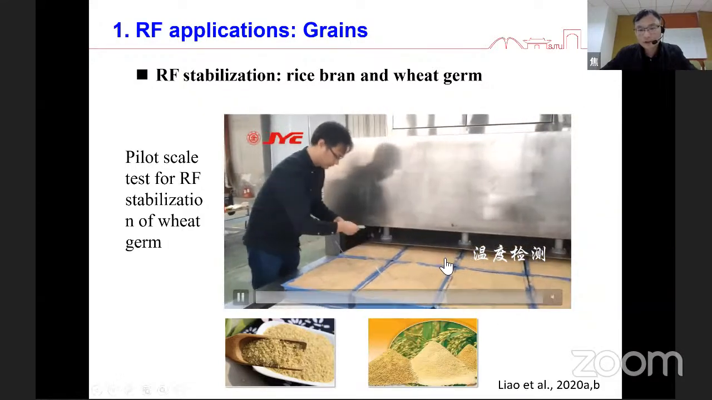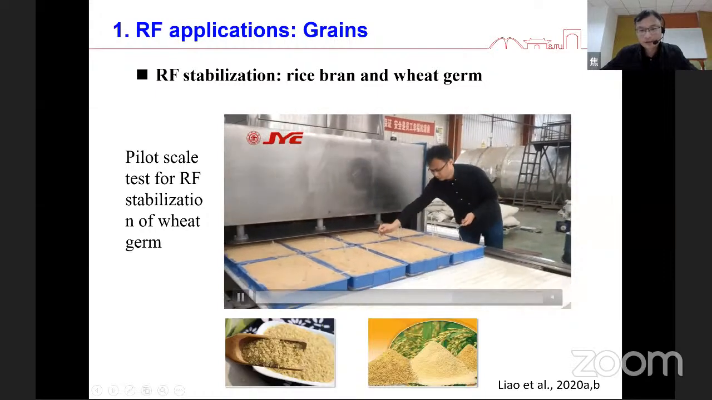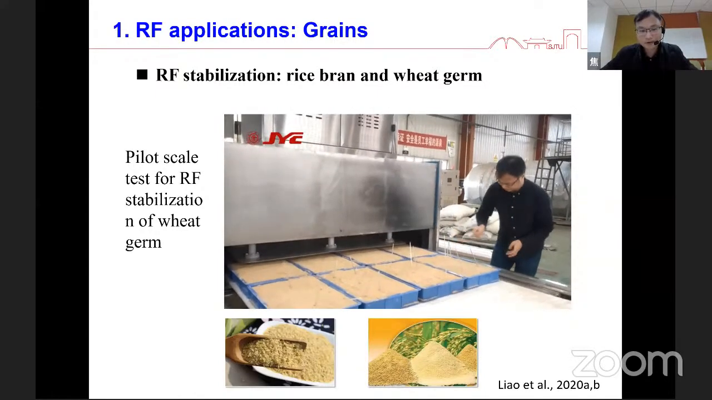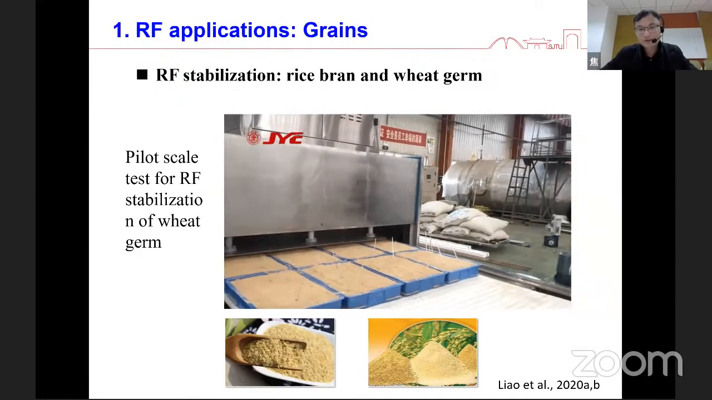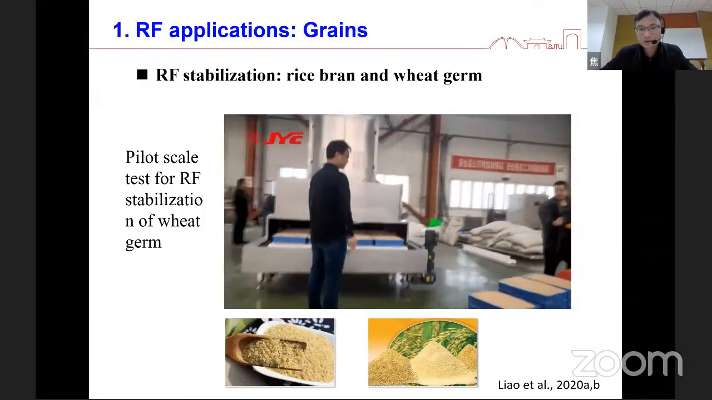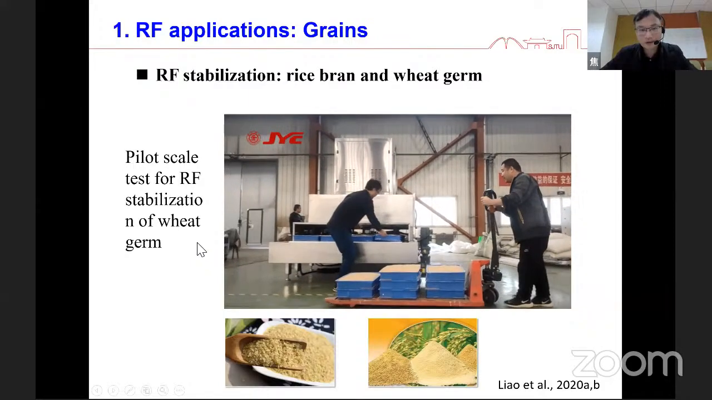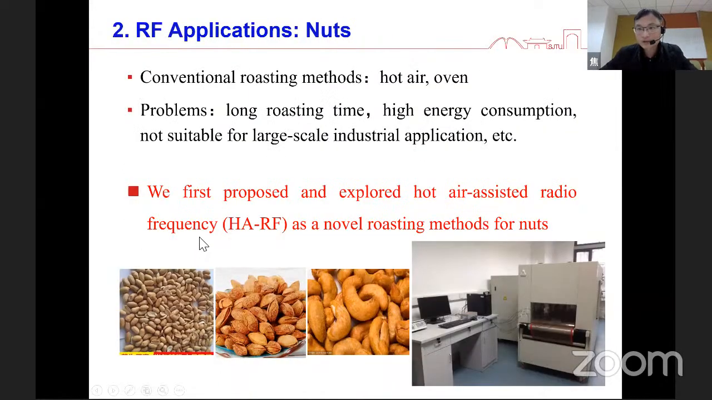So this is after our treatment, we try to measure the temperature to check the final temperature of the samples. And after that, we will try to cool them and then collect the samples for further quality evaluation. So that's the whole process for the RF stabilization of the wheat germ. And the second application for the RF heating is for the nuts.